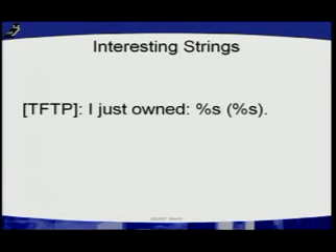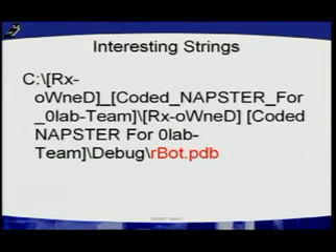I thought this one was a little bit funny. Some malware out there is using TFTP to hack your box. This was kind of interesting. It's a little bit hard to read, but what this shows me is that whoever wrote this piece of malware had access to the RBOT source code, and it sort of gives you some hints as to who they might be, the path on their computer where they're coding this up.